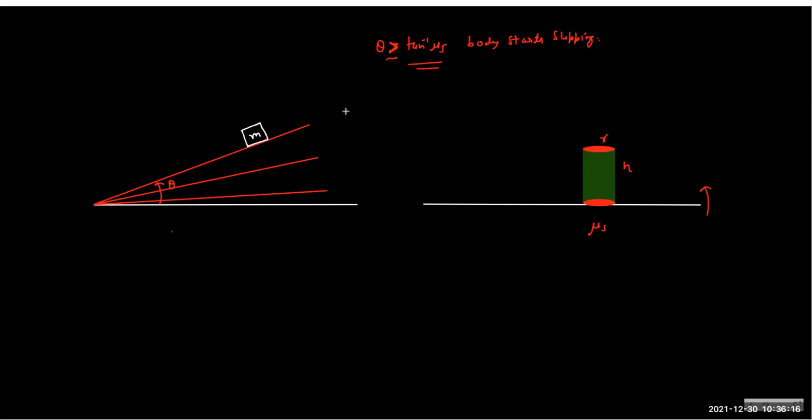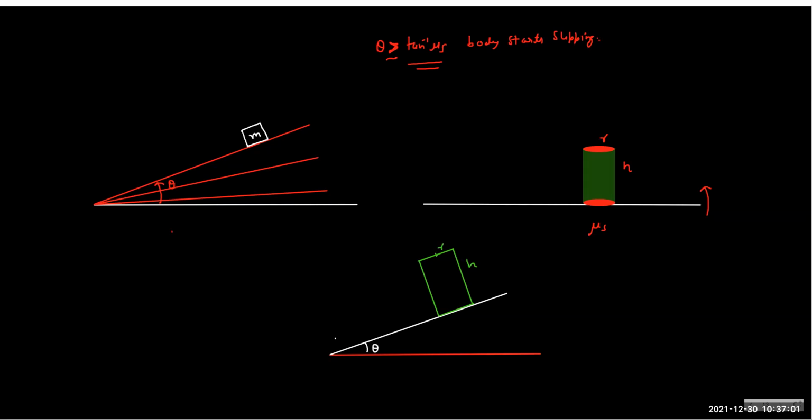So it's very simple. Let's say you have already tilted this plane by some value theta, and we are trying to find the condition for toppling. Okay, so let's draw the cylinder. It will look like this. I'm just doing the two-dimensional view. This is h, this is r.